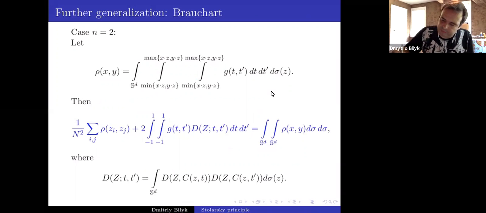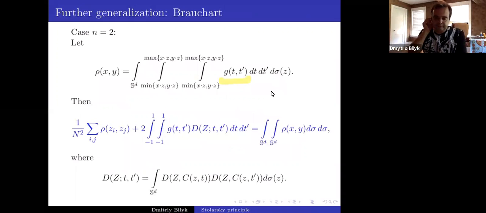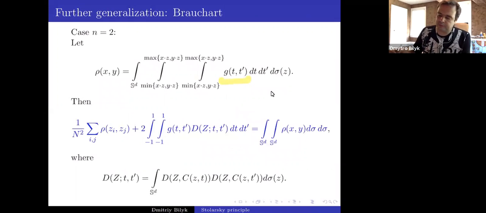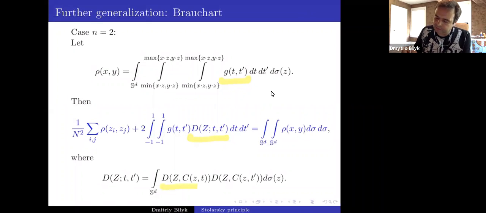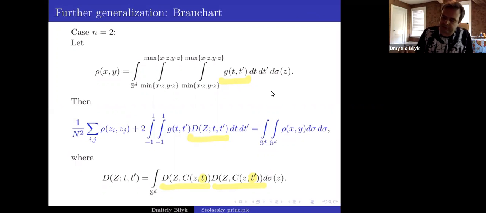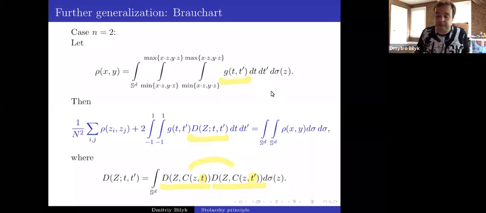Well, this approach was generalized by Johann Brauchart to, I would say, a multilinear case, when the function g now depends on more variables. You can still write a Stolarsky principle, but you now have a somewhat different quantity here. You take the discrepancy with respect to spherical caps of height t and then height t prime. So you take a correlation between two spherical discrepancies for different heights of the caps. Notice that this quantity does not have to be positive anymore, because it's a correlation. Both of these can be positive and negative, so this could end up being negative.